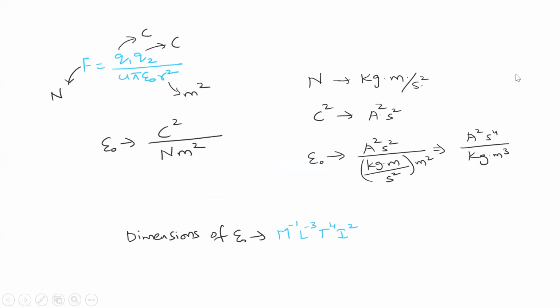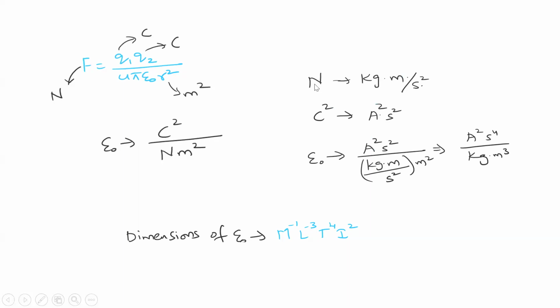So for Coulomb's law of attraction, force is equal to Q1 Q2 by 4 pi epsilon naught R square. Force has the unit Newton, Q1 has Coulomb, 4 pi is a constant, epsilon naught we have to find the dimension of, and R square has meter square.